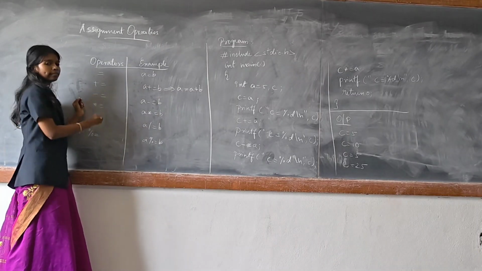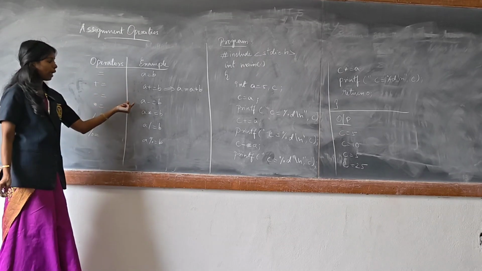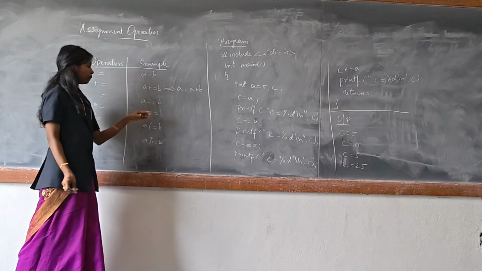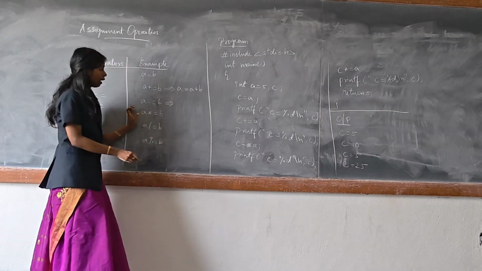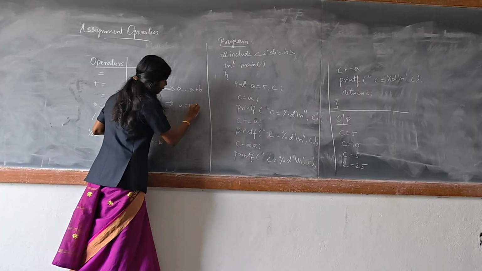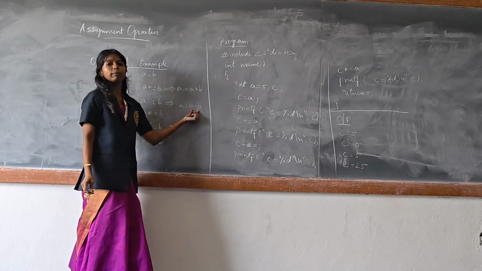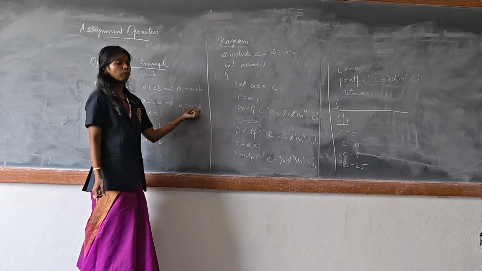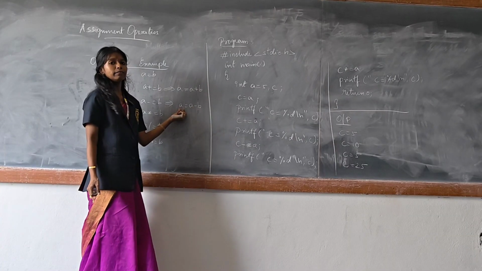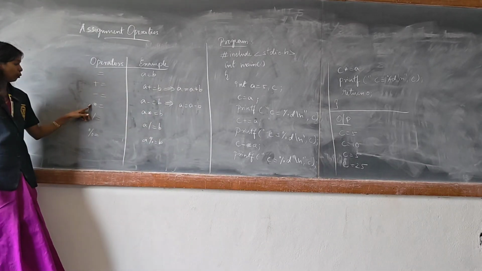Next, minus equal, the subtract equal. A minus equal to B can also be written as A equal to A minus B. Which means it performs the subtraction operation A minus B, and the output is saved to the left side operand A. Same concept as multiplication equal.